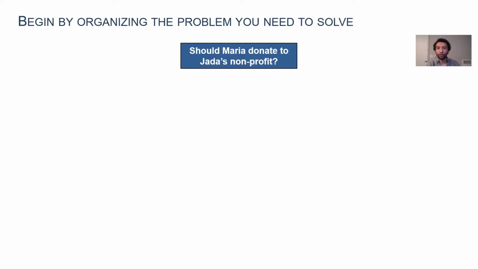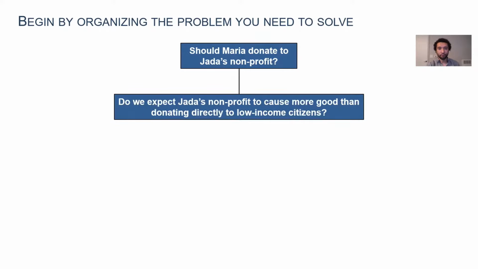That means when thinking about funding Jada's nonprofit, we should be comparing that intervention to the best alternative. In this case, we've already been presented with an alternative. Maria can donate money directly to the citizens of Atlantis who have the lowest incomes. Thus, one way we could reframe the question would be to move from, should Maria donate to Jada's nonprofit, to, do we expect Jada's nonprofit to cause more good than donating directly to low-income citizens?